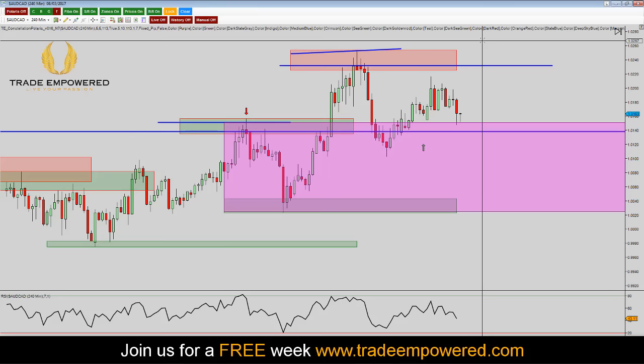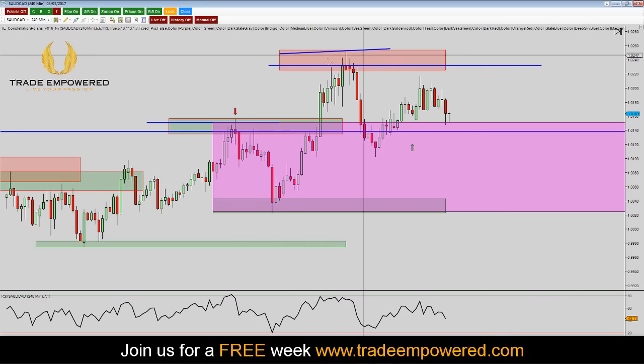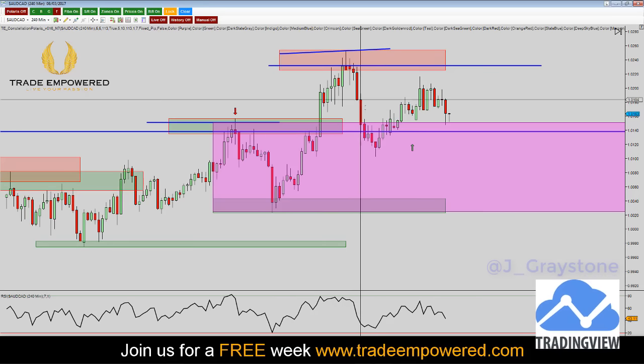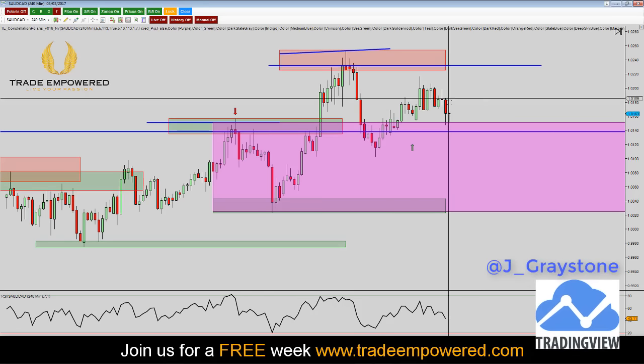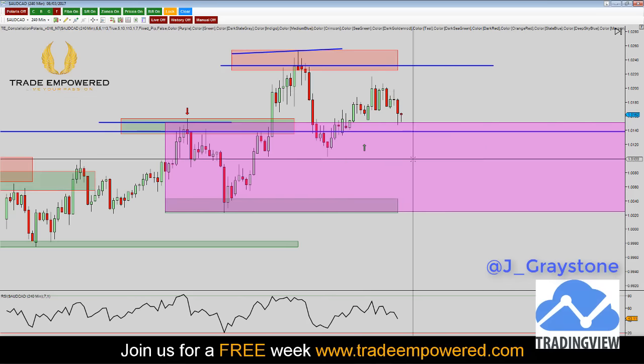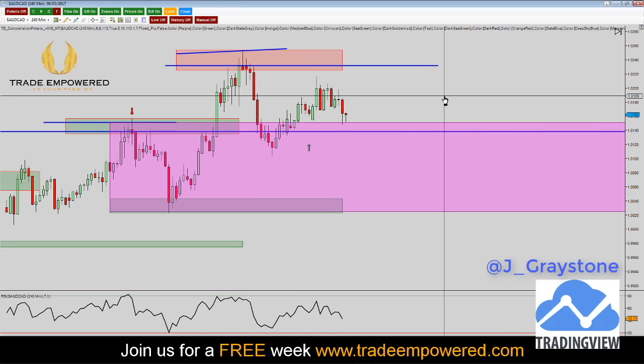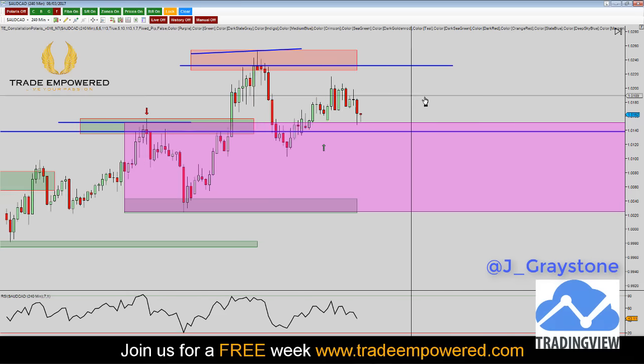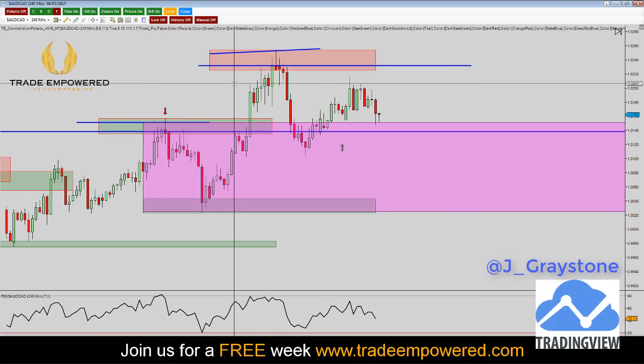So where can I get involved? Well, as we see, we've put in our new structure high, and we haven't since retested that high. So as we push down into the kill zone, I can start building out where I can enter this trade. Now, I've got a 100 pip stop loss limit.